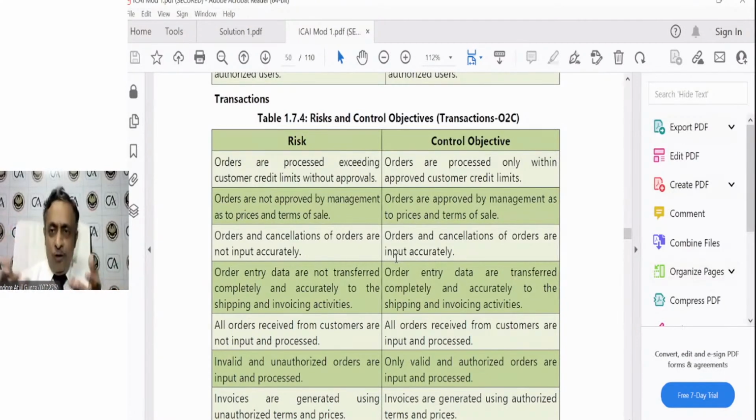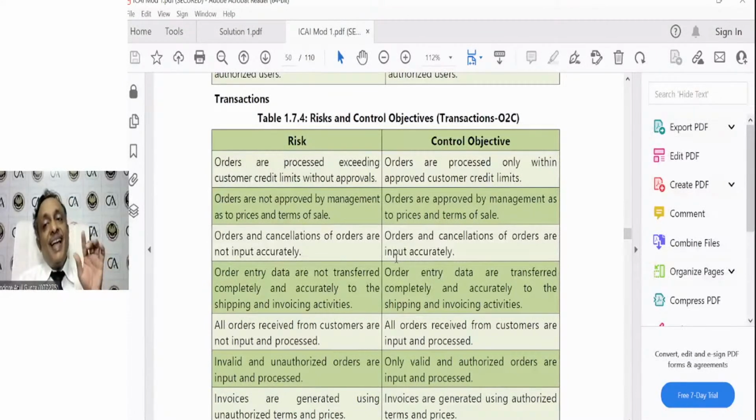In many of you, I think day one also someone asked how to remember in exam. So to me, you need not remember, you need to understand. So understanding improves when you go to the root cause analysis. Why? So I'm asking you the first one. Okay. Orders are processed exceeding customer credit limits without approval. You have to tell me what is the flaw.